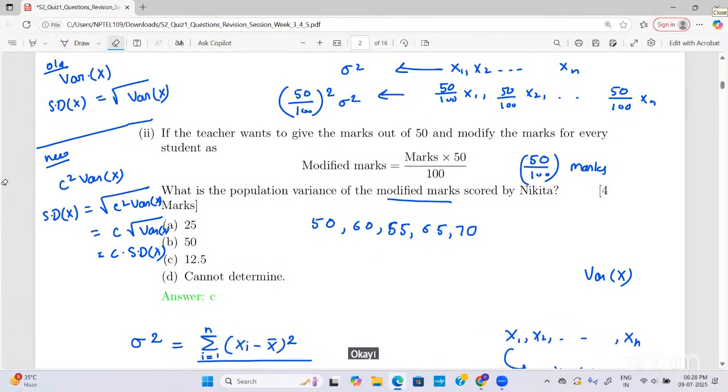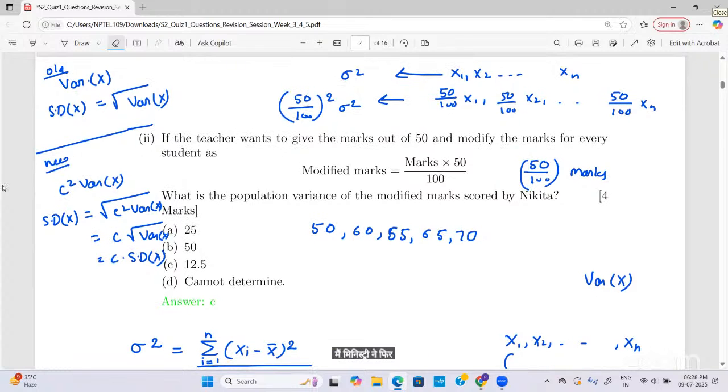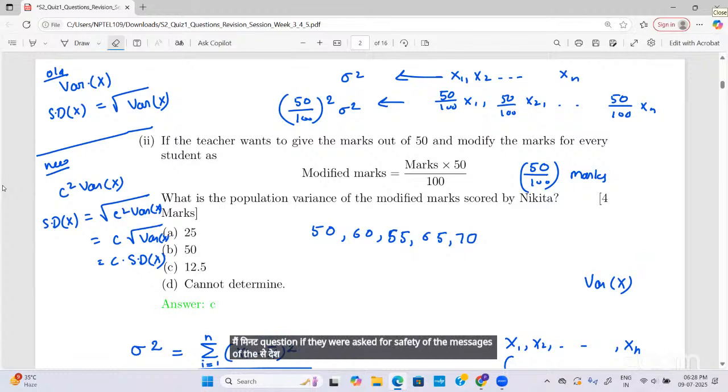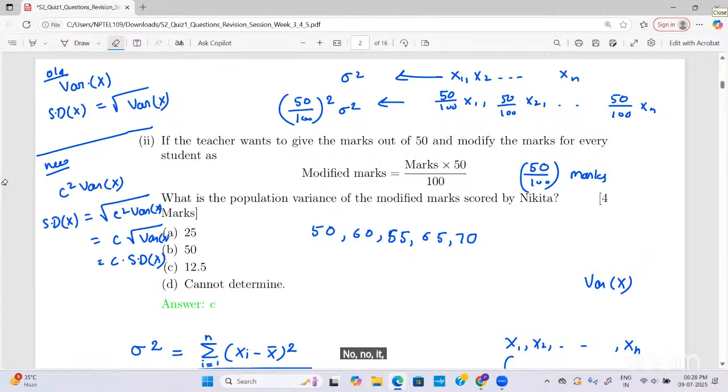Okay, does anyone have any doubt? Ma'am, if they ask for standard deviation but do not mention sample or population, what do we have to calculate? No, it will be mentioned. Don't worry.